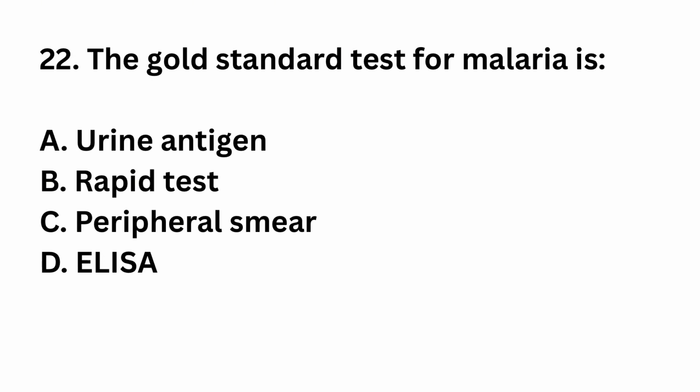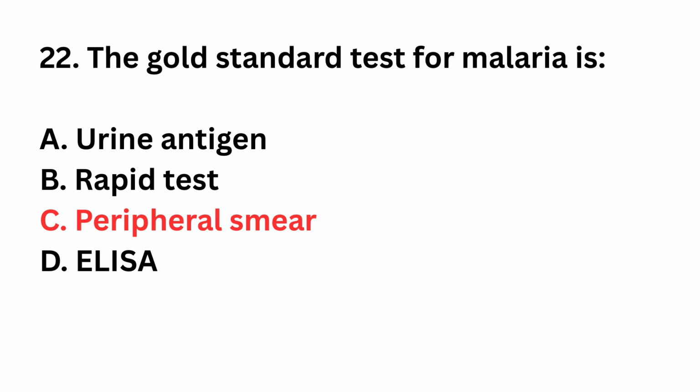Question number 22. The gold standard test for malaria is urine antigen, rapid test, peripheral smear, ELISA. The right answer is option C, peripheral smear. Thick and thin smears detect species and parasitemia. It remains the diagnostic standard worldwide.